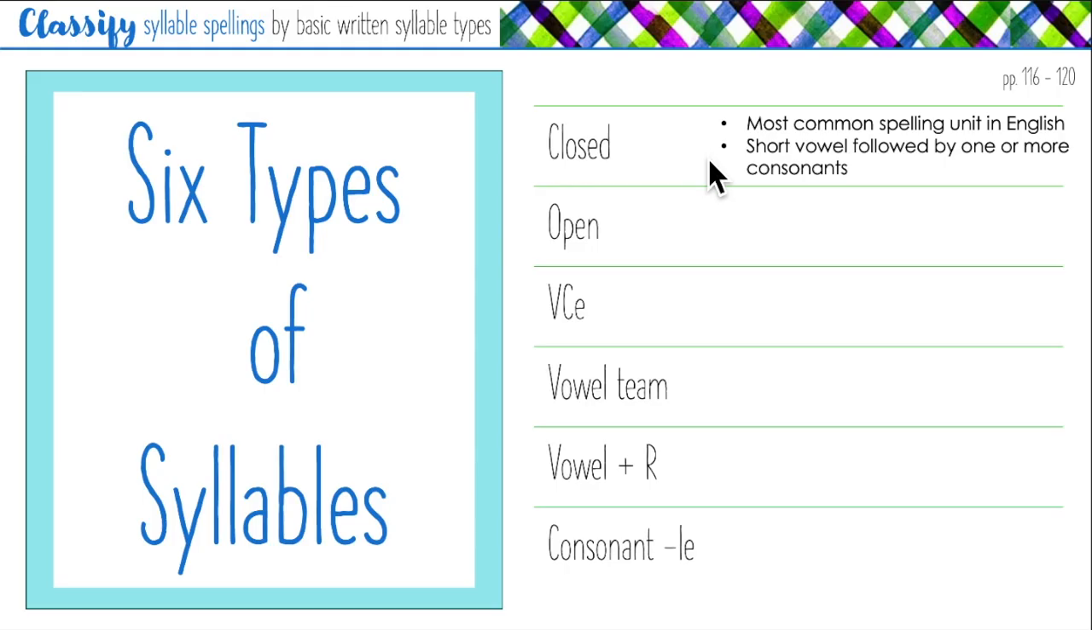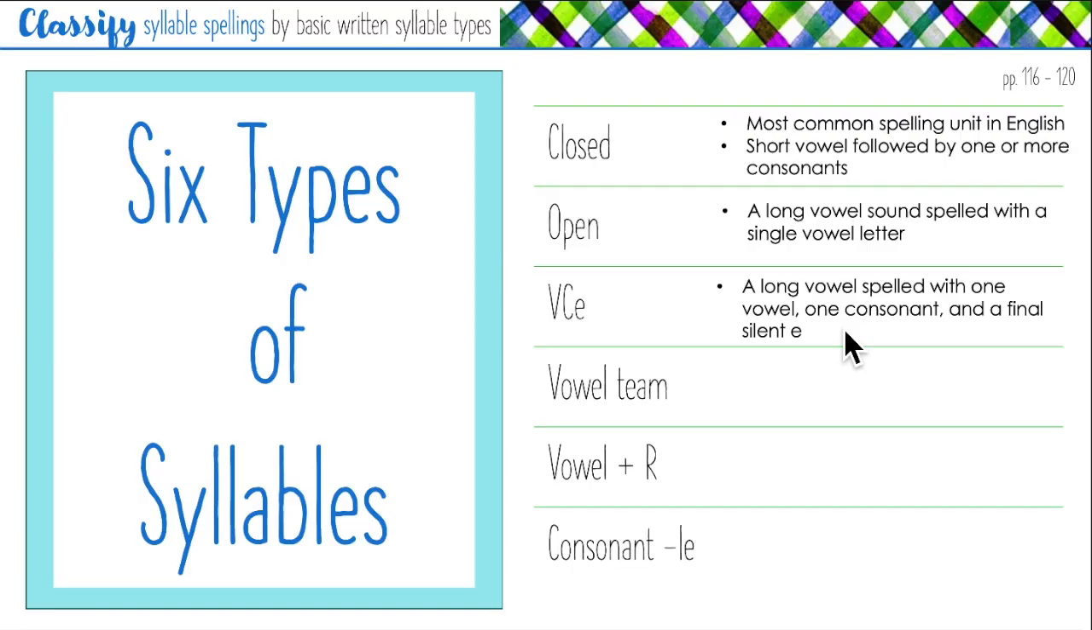Closed syllables are the most common unit in English. Short vowels are followed by one or more consonants. They need to understand this. And if they can understand open and closed in kinder, this is great. They can't, but they should be able to. You're going to have to explicitly introduce this idea of open and closed syllables, that a long vowel is going to be spelled with an open single vowel letter.